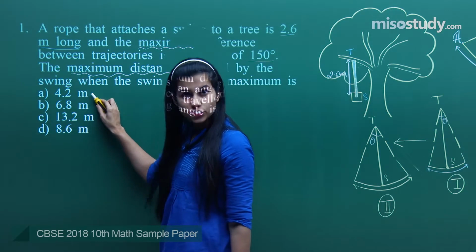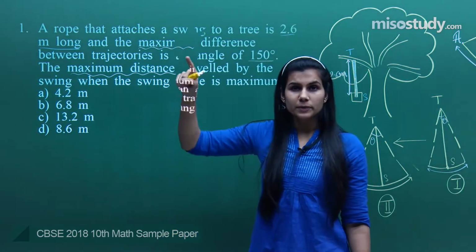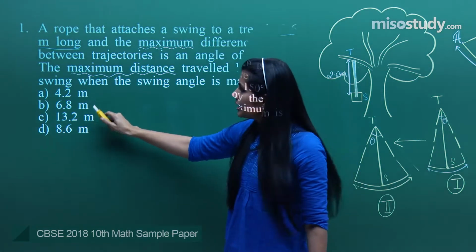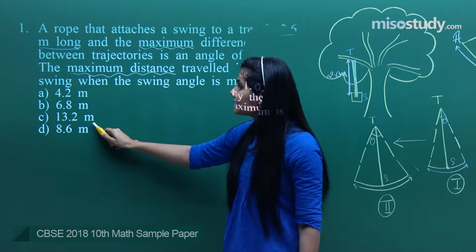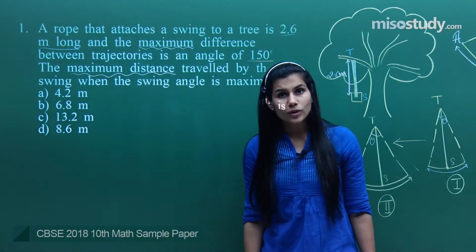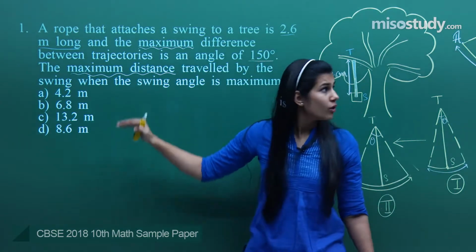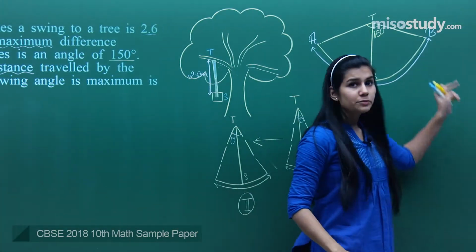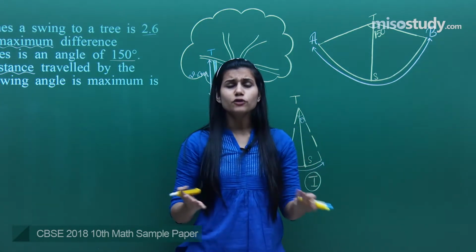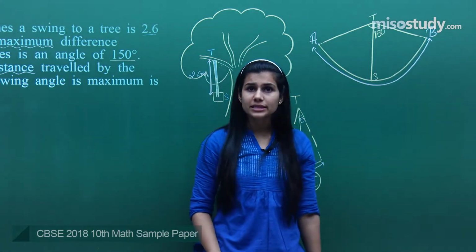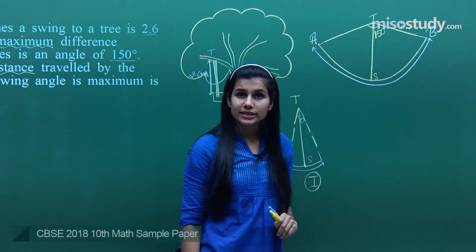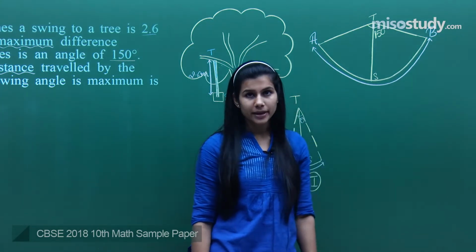Will it be 4.2 meters? The maximum distance which is covered by the swing when it is swinging, is it 4.2 meters? Is it 6.8 meters? Is it 13.2 meters? Or is it 8.6 meters? That is the question. So I know that from point A to point B the distance covered by the swing is maximum. But what is its value? I have to find the value of this maximum distance which comes as a result of this maximum angle subtended at point T by the trajectories.